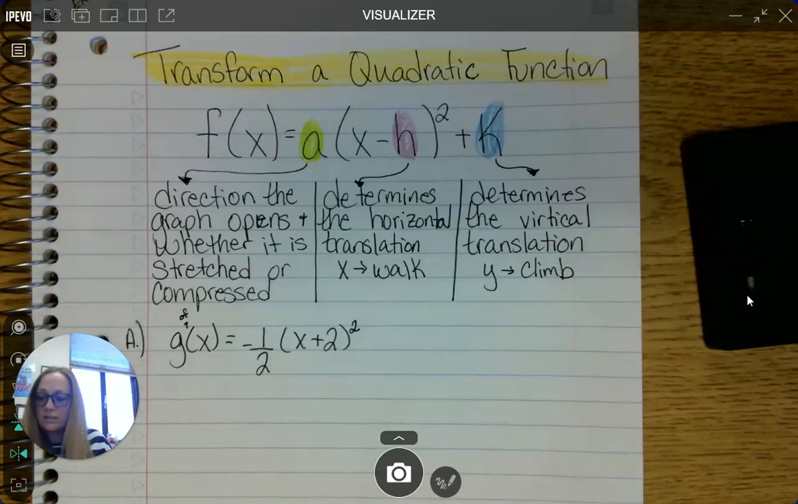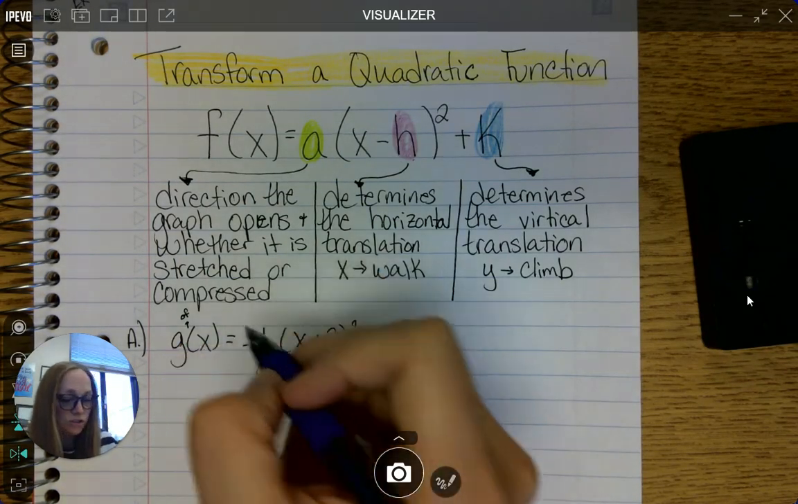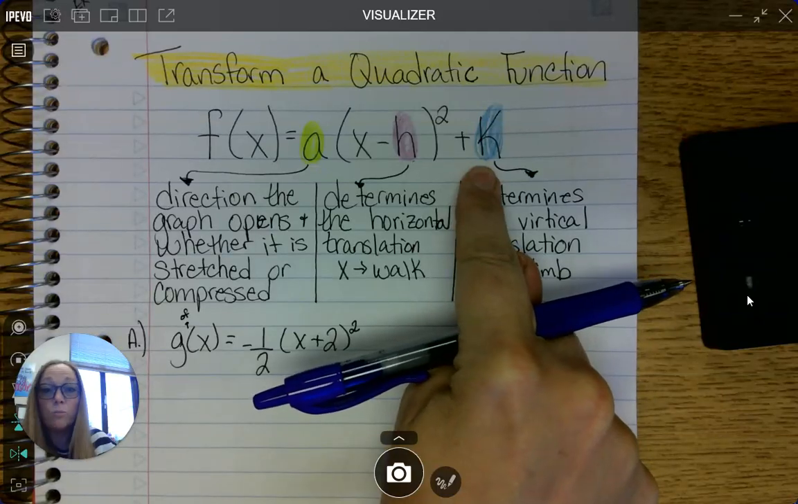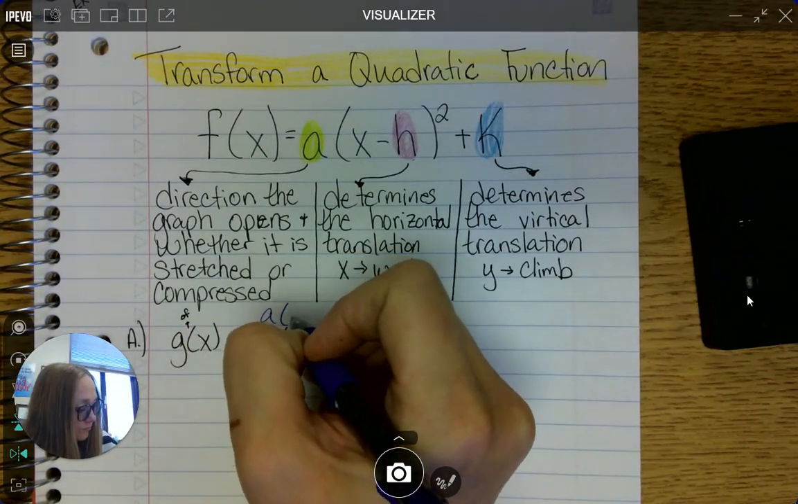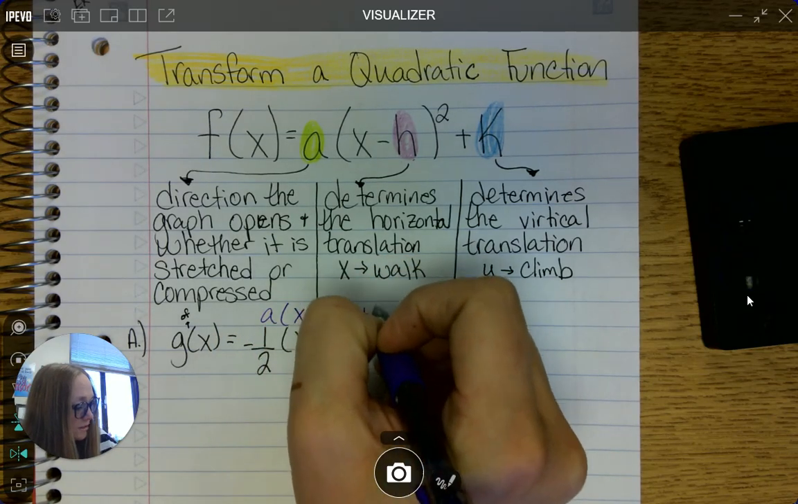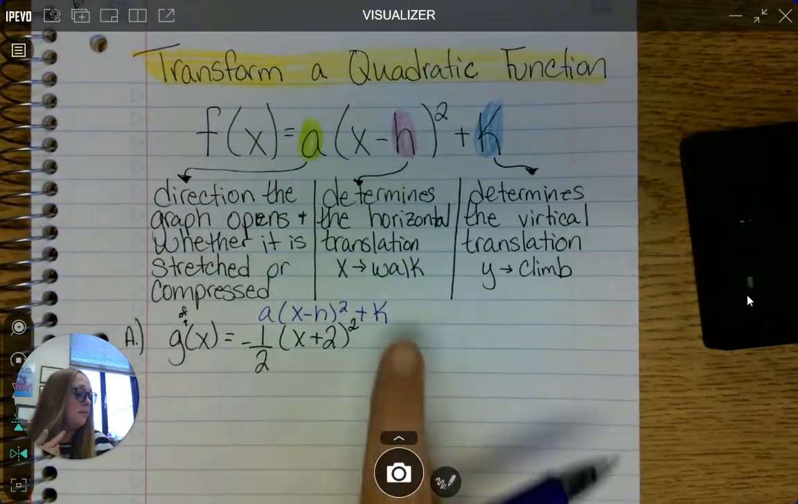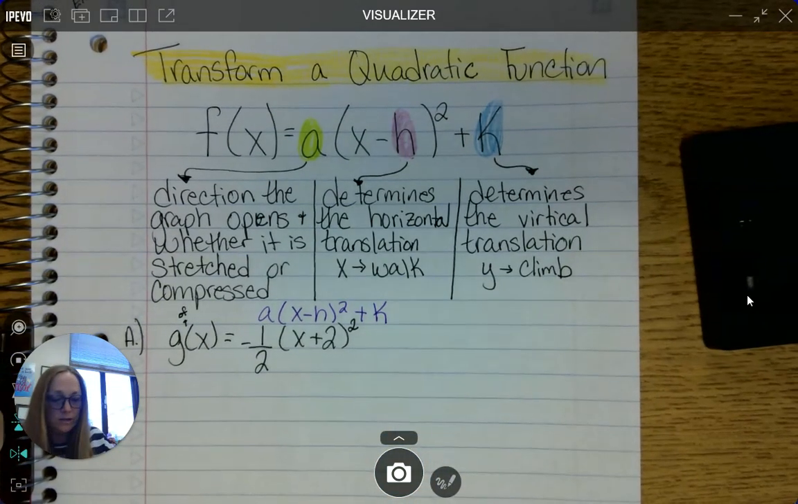Okay, so a lot of times you are going to see me go above and just jot down this formula. Again, the more we write it, the more we know it. And this tells me a lot of what I need to know. So here we go, we have a times x minus h squared plus k. So I can already see I'm missing a k here. Okay, so let me get my color coding out here again.